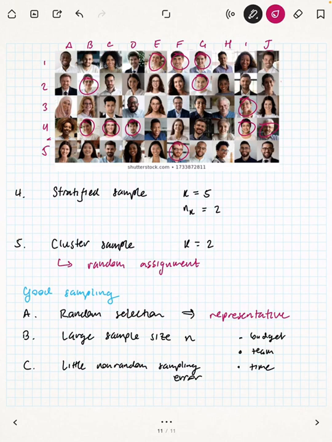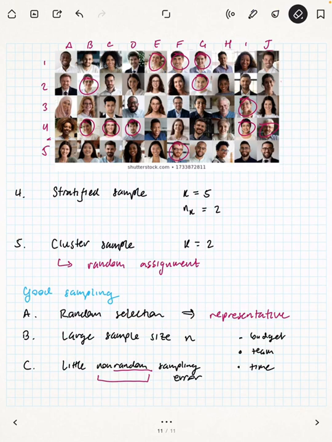But what distinguishes between random sampling error and non-random sampling error is that random sampling error is just a fact of nature, but non-random sampling error happens deliberately. It's when we use a sampling method that's not random, first of all, or when it's not appropriate for our study.